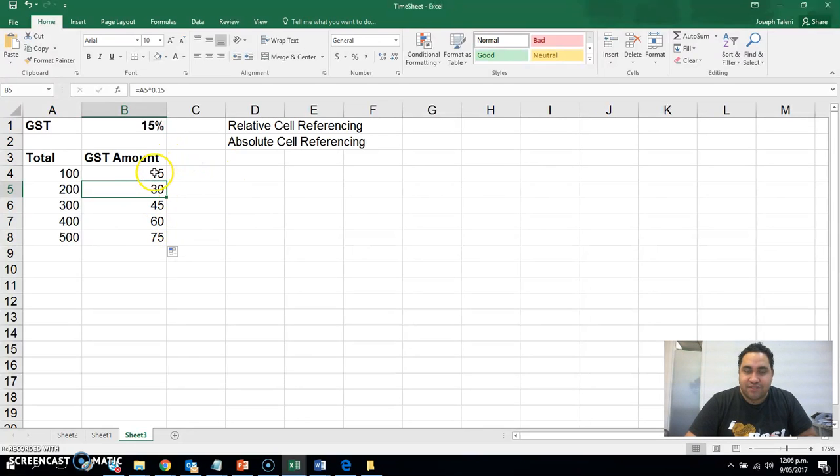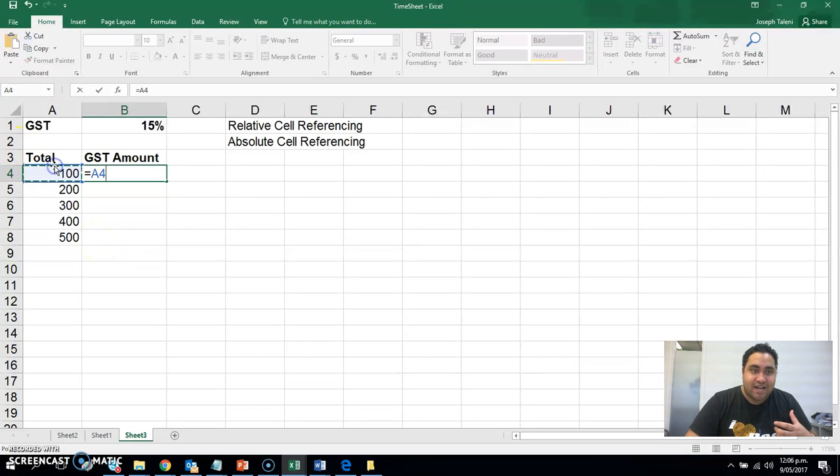Now, absolute cell referencing is something that's quite important because sometimes it can get a little bit annoying with the worksheet doing the relative cell referencing, which is meant to be quite helpful for us. So let's say if instead I'm going to go equals A4 and instead times B1, which is 15%. So I'll still get 15 like I did last time, but watch what happens when I click this black box.